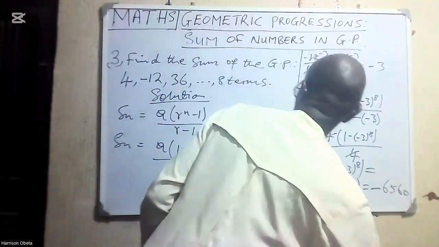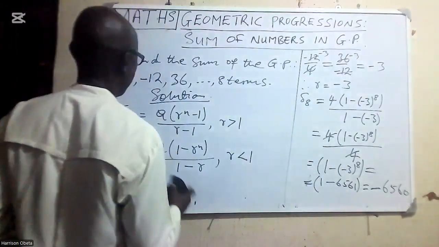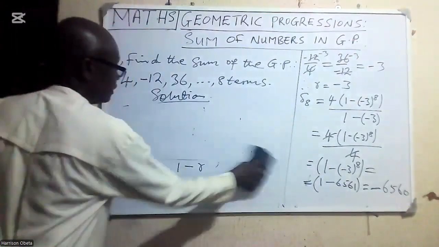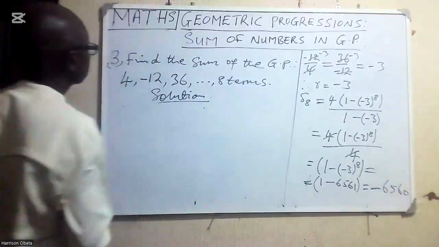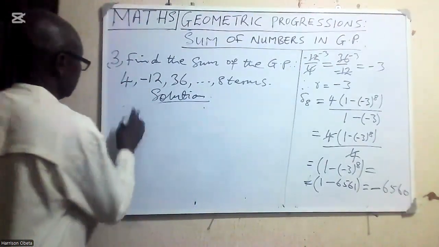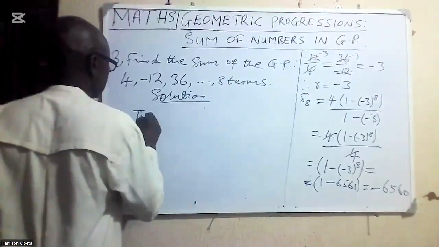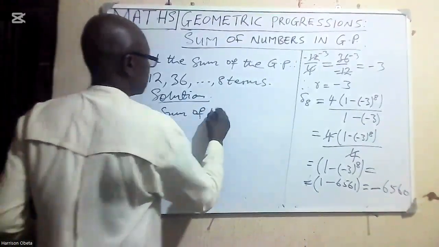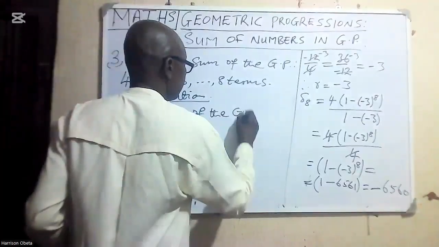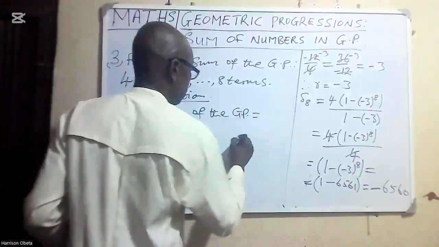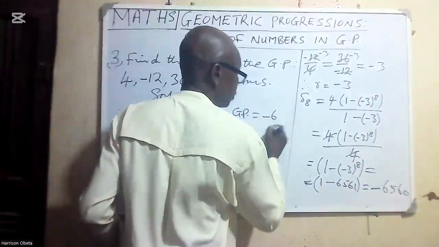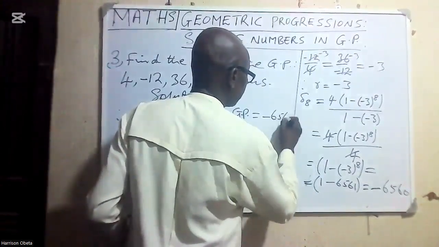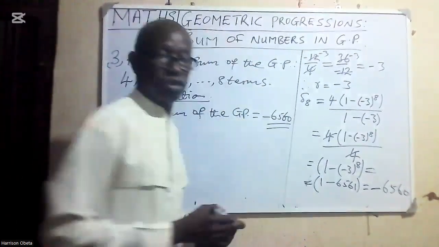So that means that our final answer, therefore, is the sum of the GP equal to minus 6560.